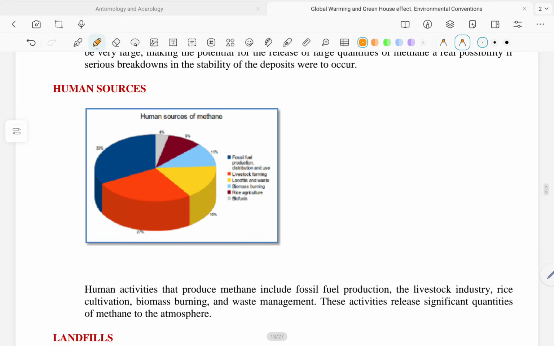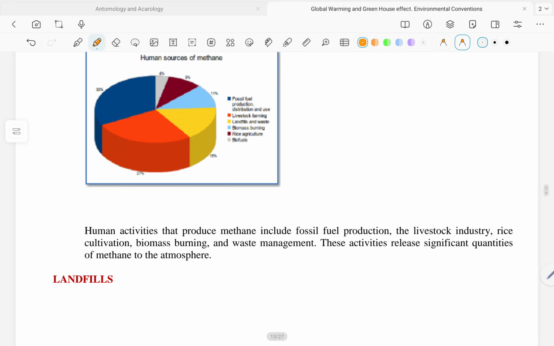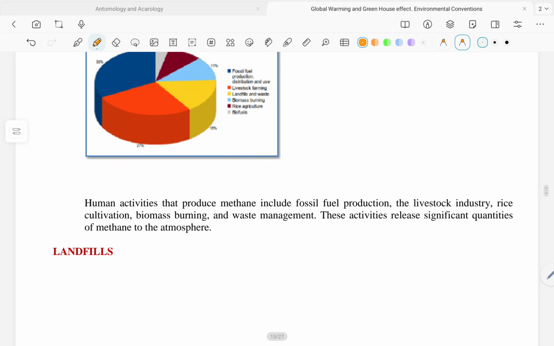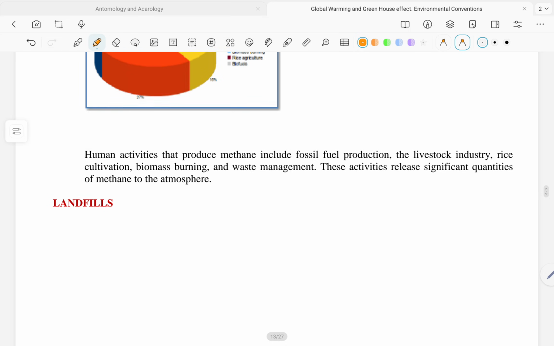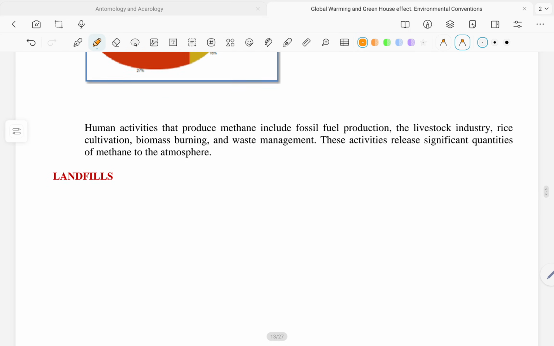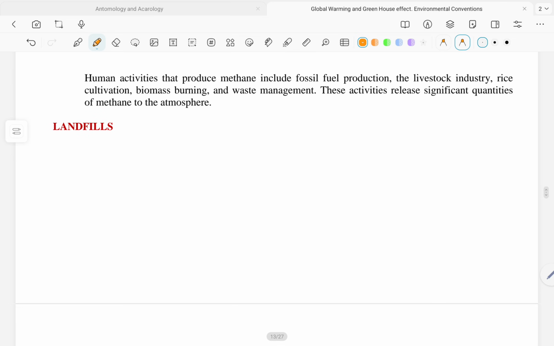Human sources. Human activities that produce methane include fossil fuel production, the livestock industry, rice cultivation, biomass burning, and waste management. These activities release significant quantities of methane to the atmosphere.